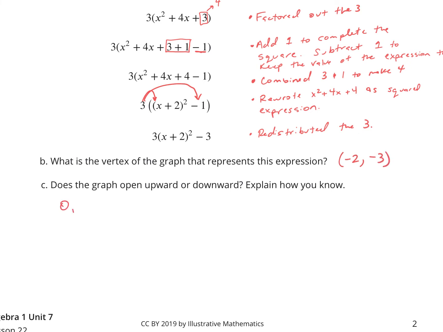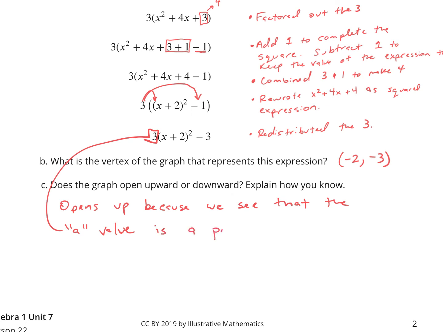And then we know this opens up because we see that the A value, which in this case is this number right here, is a positive number. If it was negative, then it would open down. All right, let's take a look at the next question.